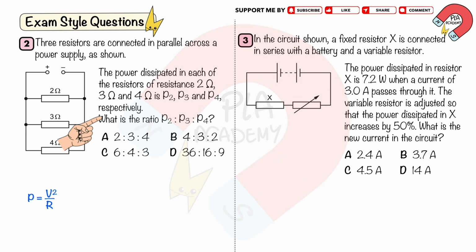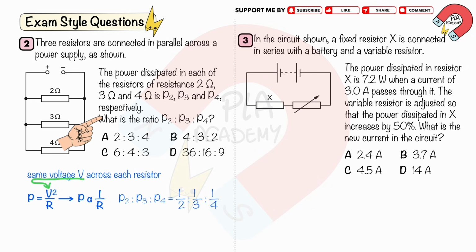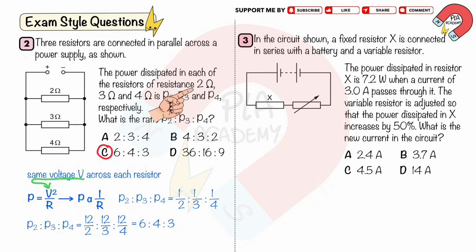From the equation P equals V squared over R, the voltage V across each resistor is the same as the EMF of the power supply, because the resistors are connected in parallel. So, the power dissipated at each resistor is inversely proportional to its resistance. This gives us the ratio P2 to P3 to P4 equals 1 over 2 to 1 over 3 to 1 over 4. We simplify the ratio by multiplying each term by 12, like this. We get the ratio as 6 to 4 to 3.